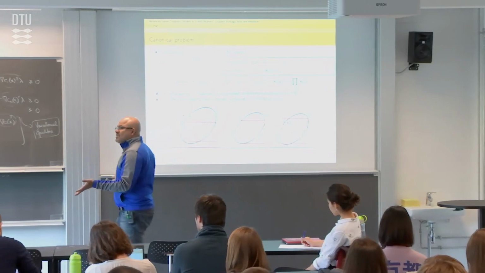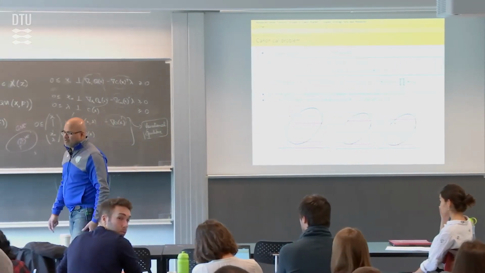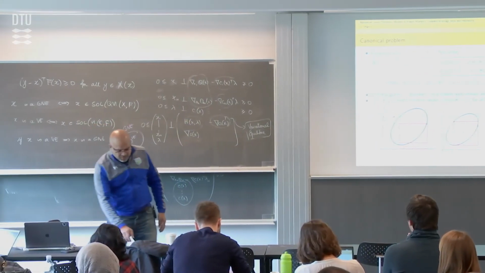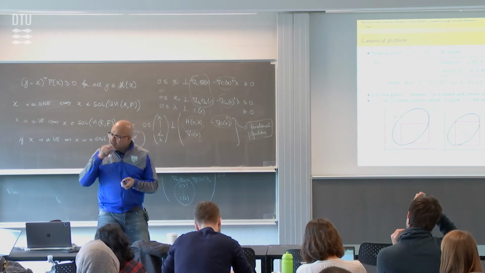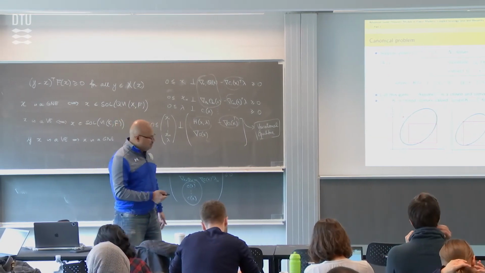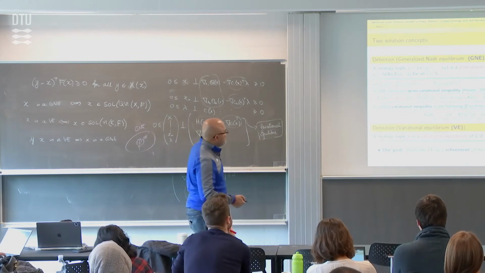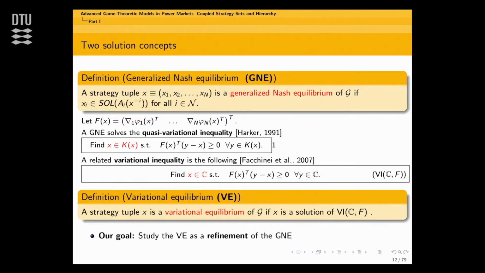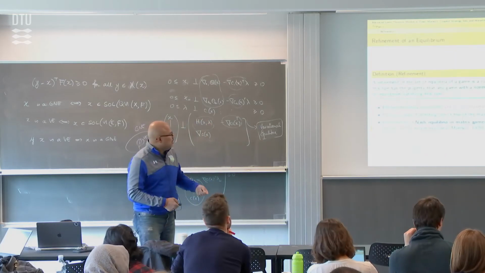Okay, and if the original set is non-empty, this set better be non-empty. So the point is that you can always refine it and focus on the smaller set, right? So I'm going to study VE as a refinement in an effort to give you a deeper understanding of the role of the variational equilibrium, right?